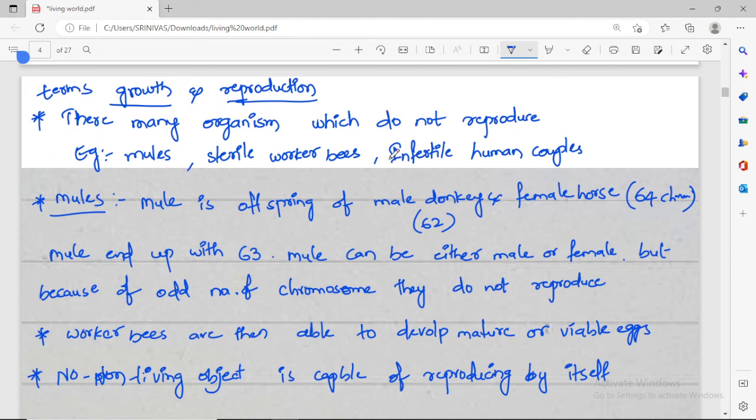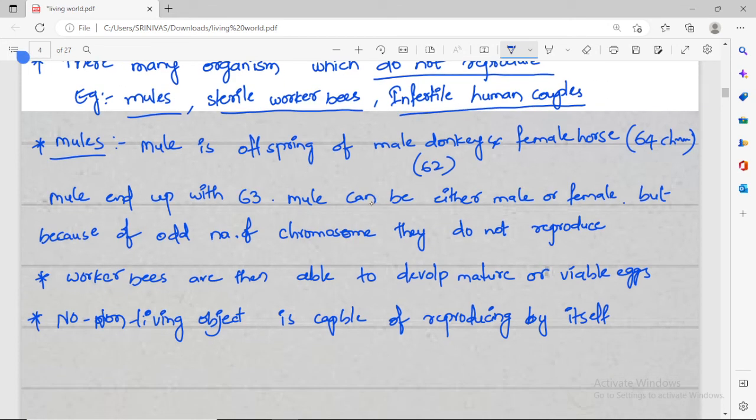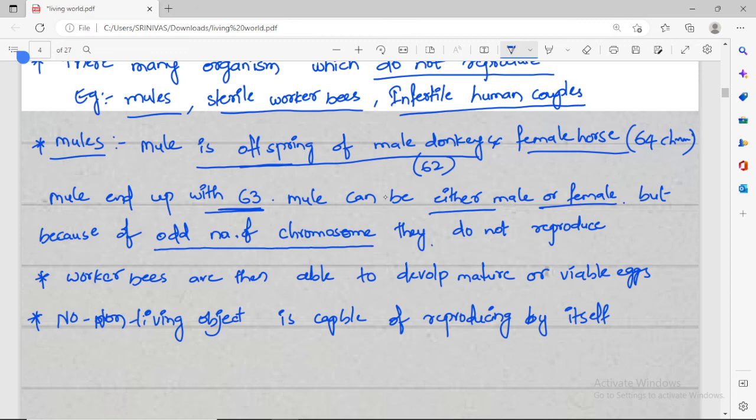There are many organisms which do not reproduce. Examples: mules, sterile worker bees, infertile human couples. First, mules. A mule is the offspring of a male donkey and a female horse. Male donkey has 62 chromosomes and female horse has 64 chromosomes. A mule has only 63 chromosomes. A mule can be either male or female, but because of the odd number of chromosomes, they do not reproduce.